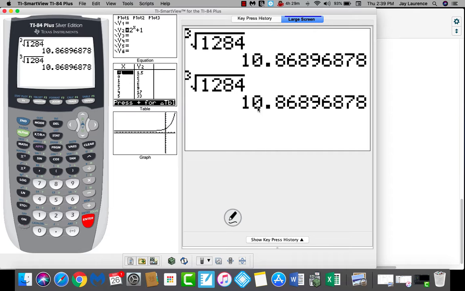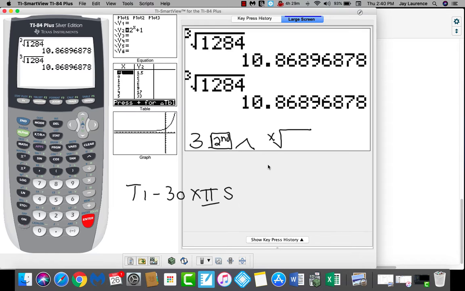So what I'm trying to convey without having one on the screen that you can see is if you have a TI-30X, Roman numeral 2S, it's a great calculator, you're going to hit the 3, and you're going to hit the second button. It's the one that's a different color. And you'll hit this, and it will bring up on your screen this guy. So on your screen, it would actually look like 3 x root, and then you type the 1284.